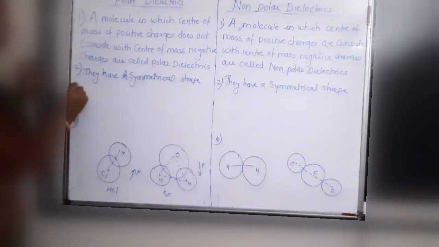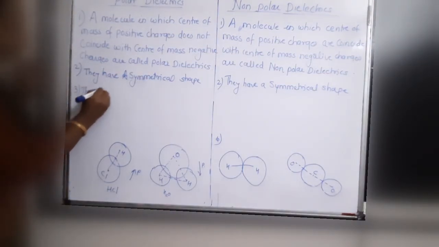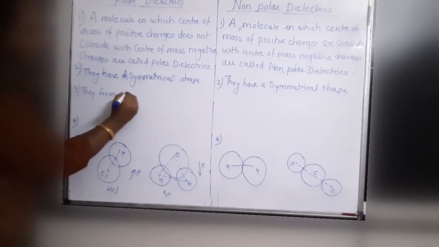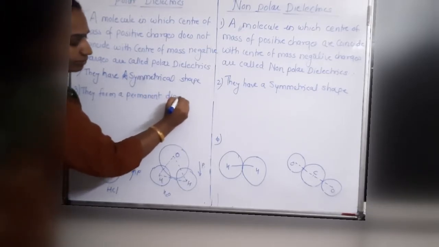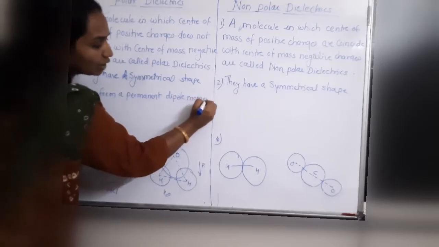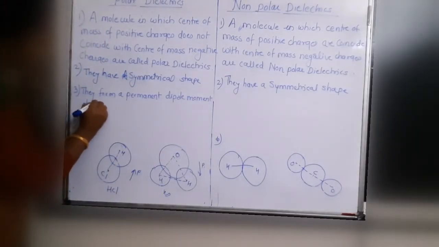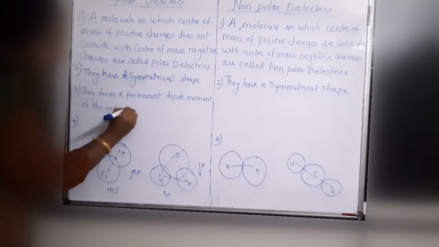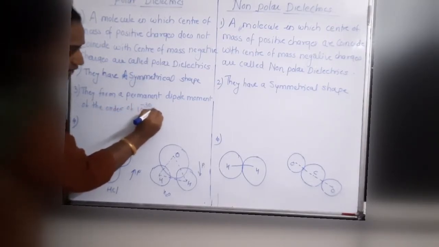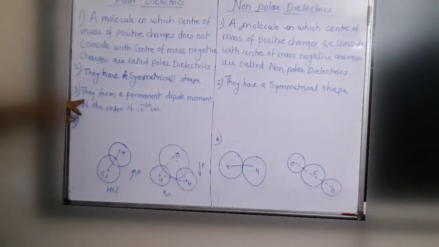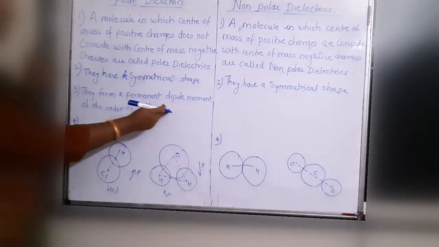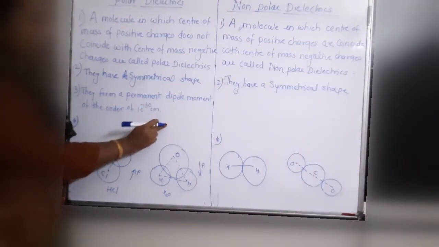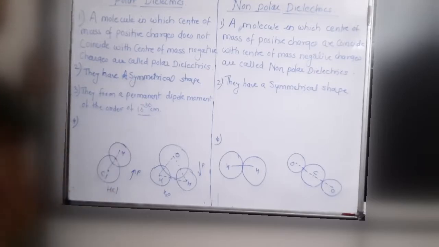Because of this, polar dielectrics form a permanent dipole moment of the order of 10 raised to minus 30 coulomb meter. They form a tiny dipole in which the charges are separated by a small distance.